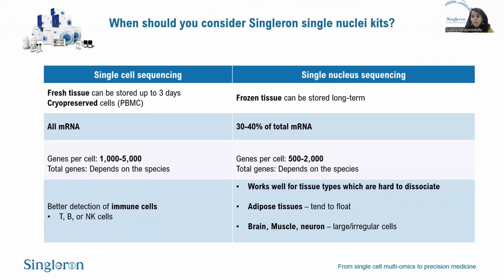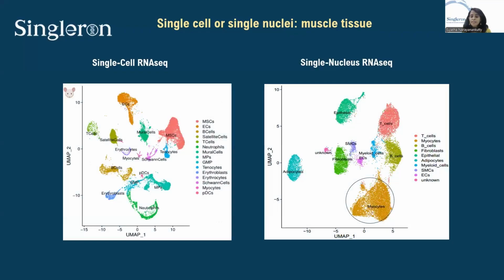We also spoke about nuclei kits. I want to mention some samples in which doing single nuclei might be better. These are usually adipose tissue, brain or muscle tissue. The reason for this is that some cell types in these tissues are quite large and may not be captured if you did a single cell technology. When you do single nuclei, you do not have these biases on cell sizes, and so you capture some of these cell types that you would miss if you did single cell.